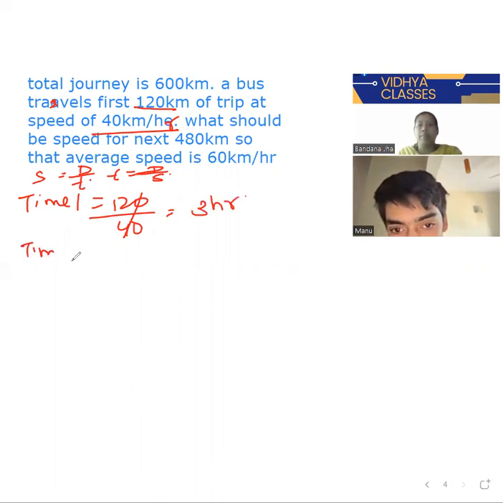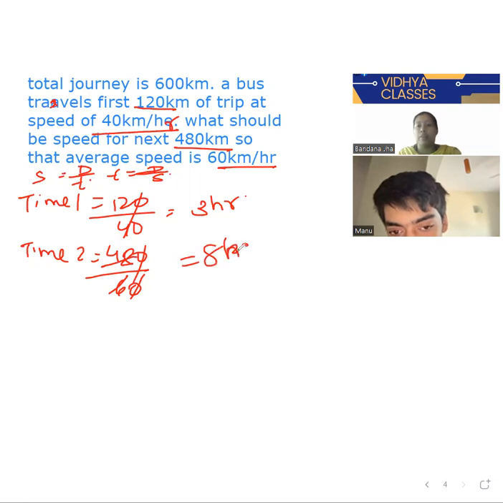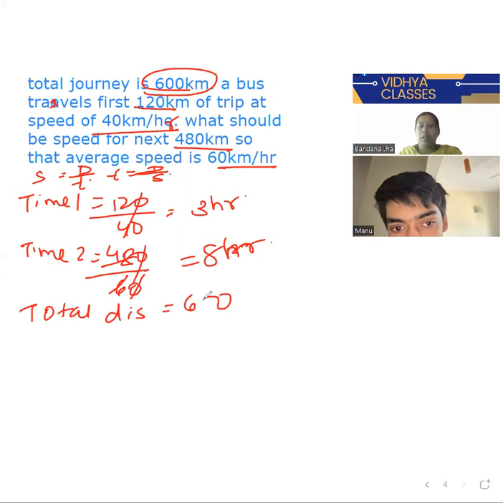And then time two will be how much? 480 at 60 kilometer per hour. 480 divided by 60. 6 eights are 48, so it is 8 hours. Correct. Now total distance is how much? Total distance is 600. Total time is 8 plus 3, which is 11.